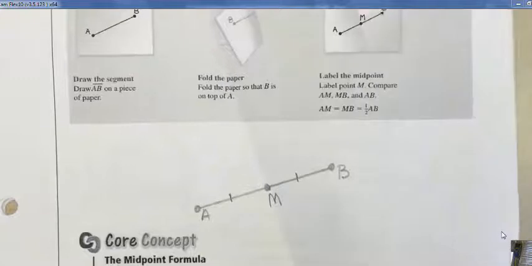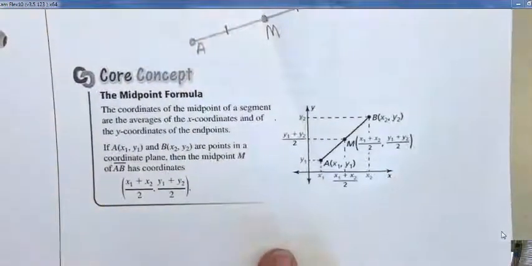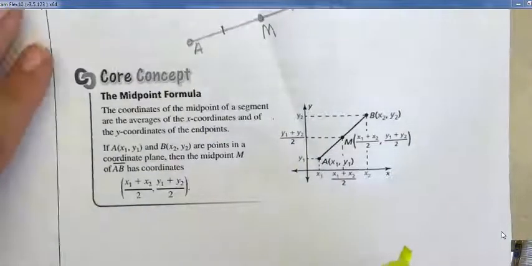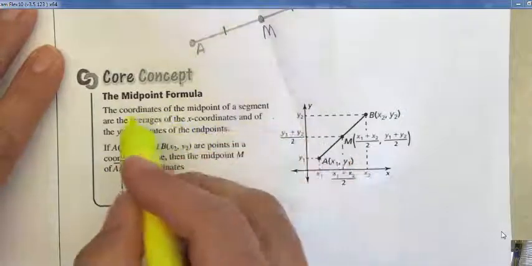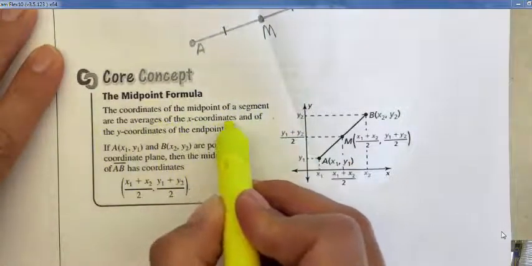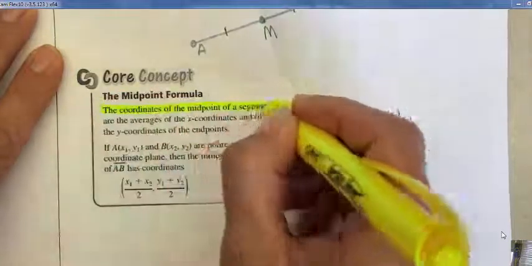All right, so that brings us to the midpoint formula. And I pretty much already did this in the exploration with you. But the midpoint formula basically shows you how to find the midpoint of any line segment out there. And the coordinates of the midpoint of a segment are the averages of the x coordinates and of the y coordinates of the endpoints. So that is key right there.